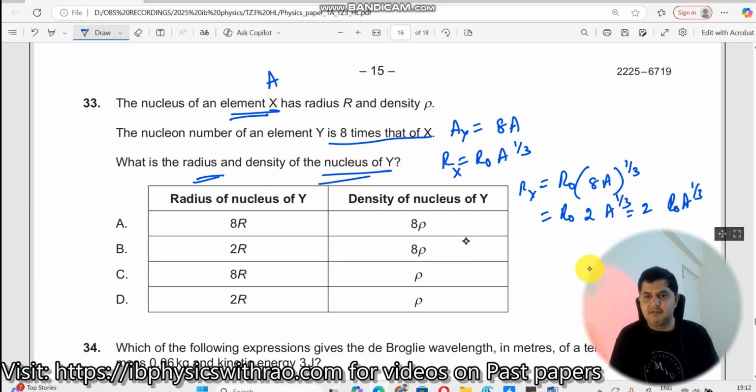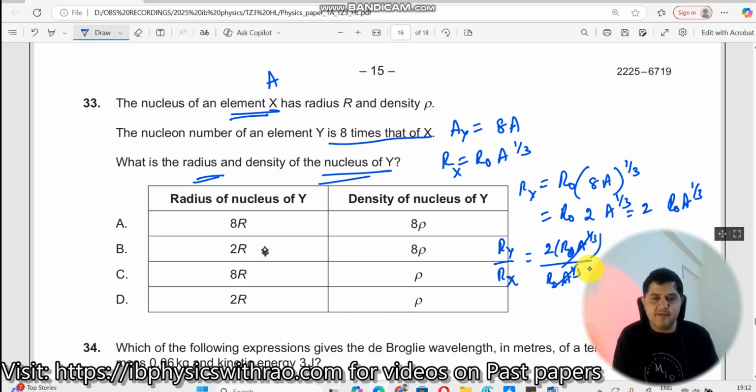Now what do we have? I want RY in terms of R, so I'll write RY by RX. RY by RX is equal to 2 times R naught A power 1 by 3 divided by R naught A power 1 by 3. This goes away, and I get the answer as 2. RY is equal to 2 times RX. This and this goes away, so either of these is correct.